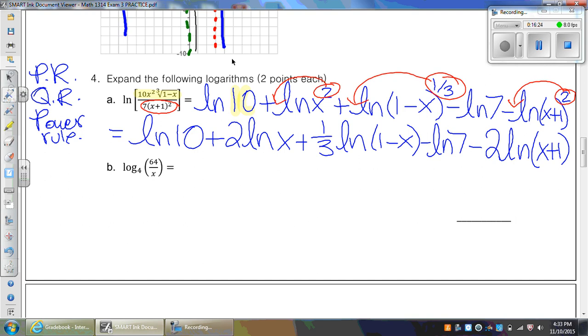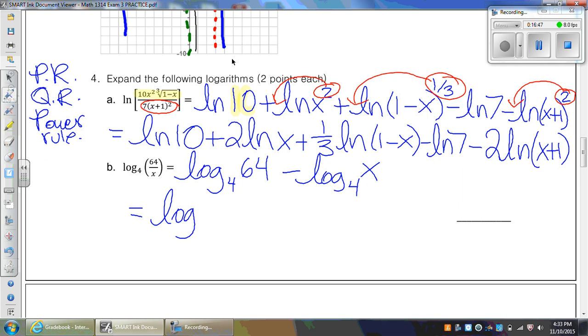Okay, the next one is pretty simple, but you actually have to simplify a little bit. Here we have the log of a quotient, so that will become the difference of two logs. So this will be the log base 4 of 64 minus the log base 4 of x. Now what I need to do here is rewrite 64 with a base 4. So we know that 4 squared is 16 and 4 cubed is 64. So that's what I'm going to do. 4 cubed instead of 64.